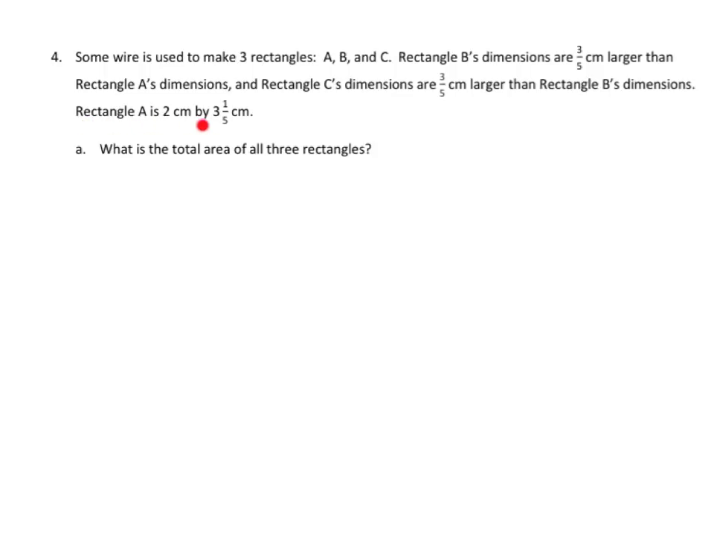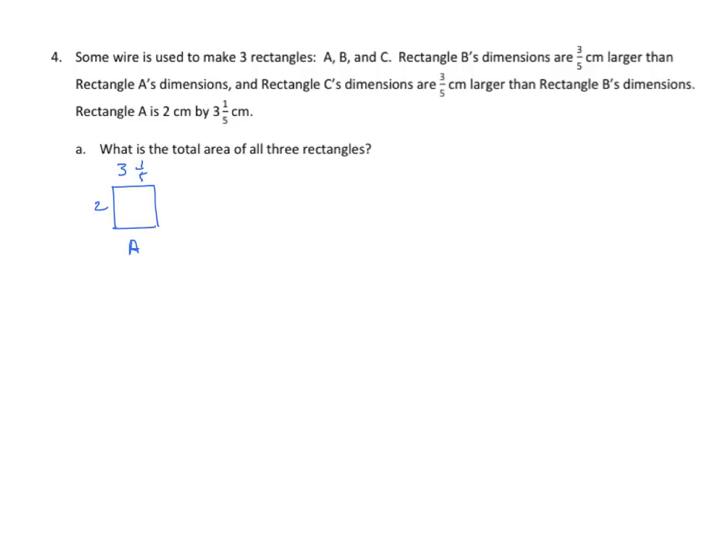And rectangle A's dimensions are 2 by 3 1/5. So we'll start with that. So I have my A, which is 3 1/5 by 2. Okay. And B is going to be 3/5 greater. So I'm going to add 3/5 to the length and to the width.